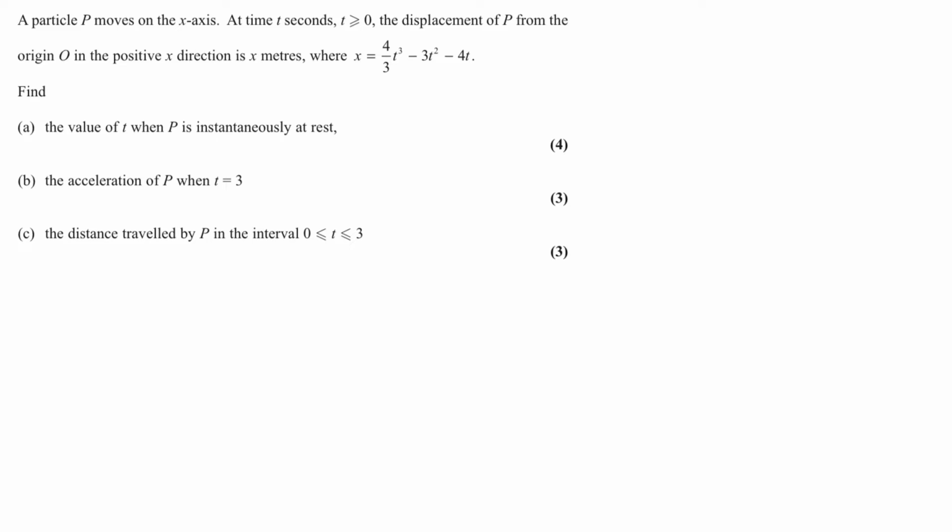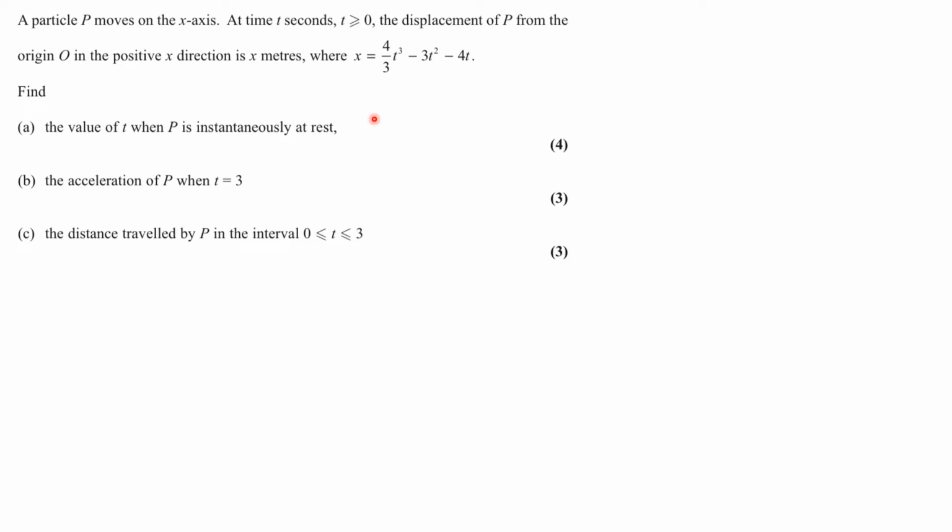And let's get to it. So let's read the question carefully and make sure we've got the correct understanding going through this question. The question reads as follows. A particle P moves along the x-axis. At time t seconds, the displacement of P from the origin in the positive direction is x, where x is that formula, 4/3 t cubed minus 3t squared minus 4t. Find the value of t when P is instantaneously at rest.